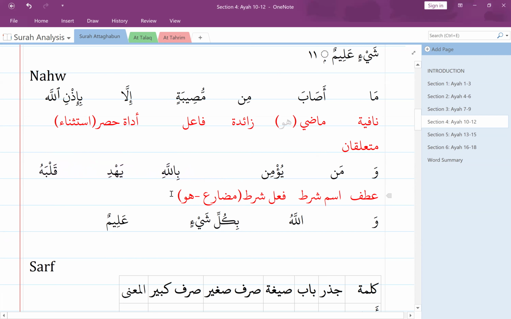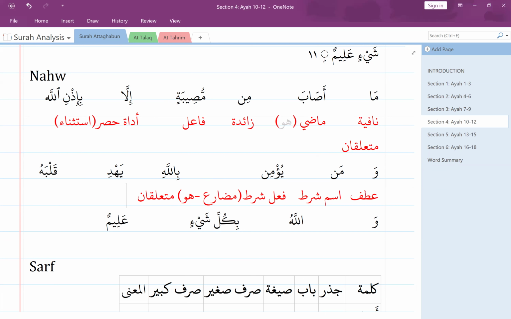Billahi, it is ba harf jar. Allah, ismul jalala, is majroor because of harf jar. Which is muta'alliq bil fi'l yu'min. This is muta'alliqani. We'll say that. The rest of the details you can fill up.